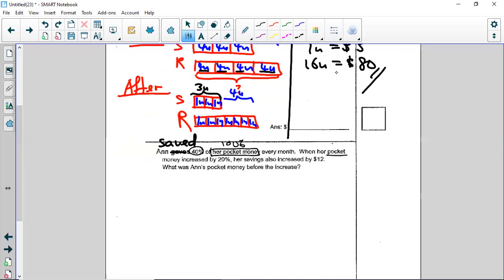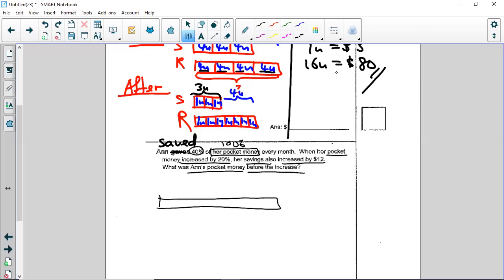When her pocket money increased by 20%, her savings also increased by $12. So what was Anne's pocket money before the increase? Now, if you don't know how to do it, you can also think of a model. How do you draw the model?